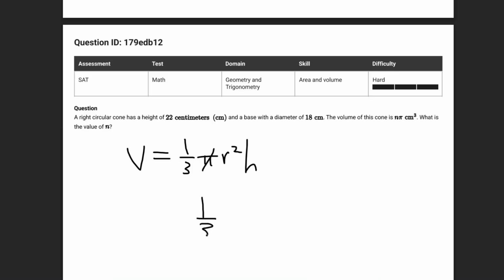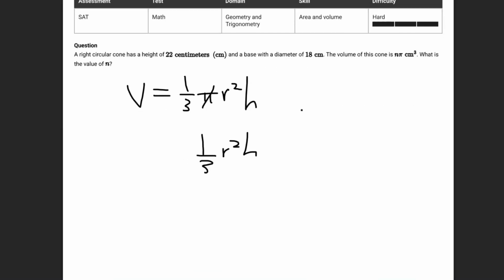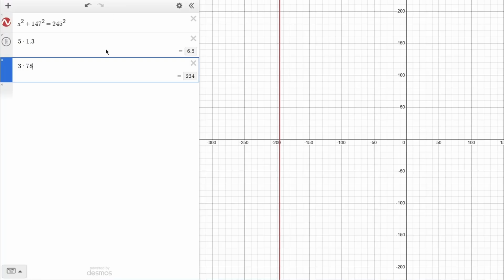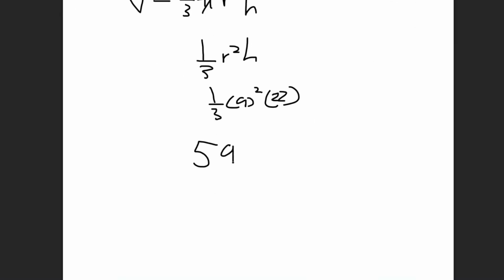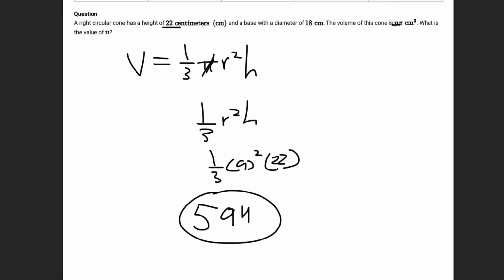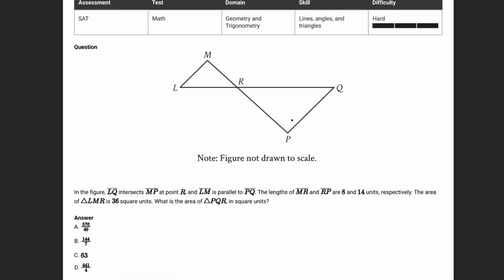So what we need to do is 1/3 r squared times height. The diameter is 18 and the radius is half the diameter, so the radius is 9 squared, and the height is 22. Plugging this in, 1/3 times 9 squared times 22 is 594. That gives the value of n. We remove pi because the answer is in terms of pi, so we don't need to multiply by pi. The answer is 594.